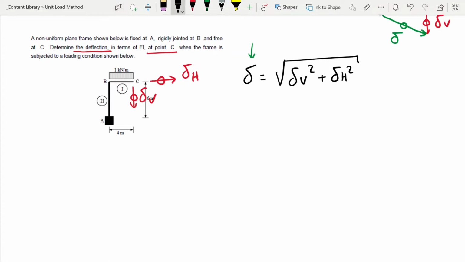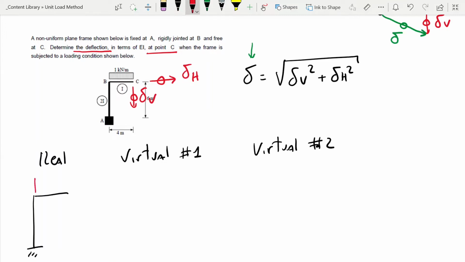To do that, we're going to use a real structure and two virtual structures. So let's call this virtual number 1 and this one virtual number 2. The first thing is to define the real one that looks exactly like in the previous example, our original structure with the original load.